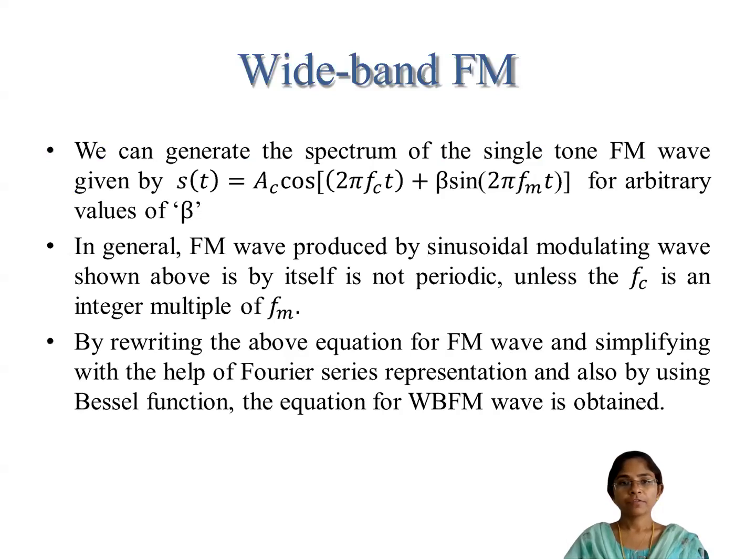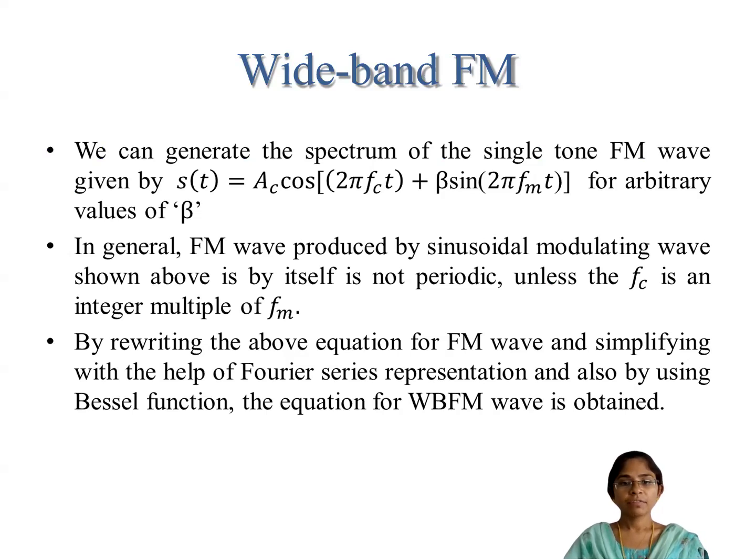Next one is wideband FM. So coming to the wideband FM, the value of beta is greater than 1 radian. So s(t) is equal to Ac cos of 2 pi fc t plus beta sin 2 pi fm t. Again, we'll expand this using cos(A plus B) equals cos A cos B minus sin A sin B, and we'll write down the resultant time domain equation using Bessel functions.